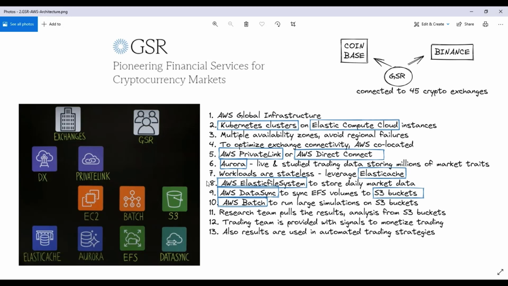This video was focusing on GSR, specifically in the context of the cryptocurrency market, and how they use AWS infrastructure to run the trading firm.